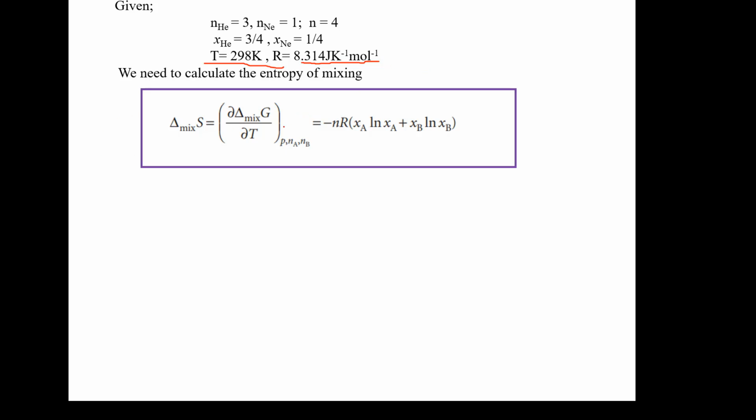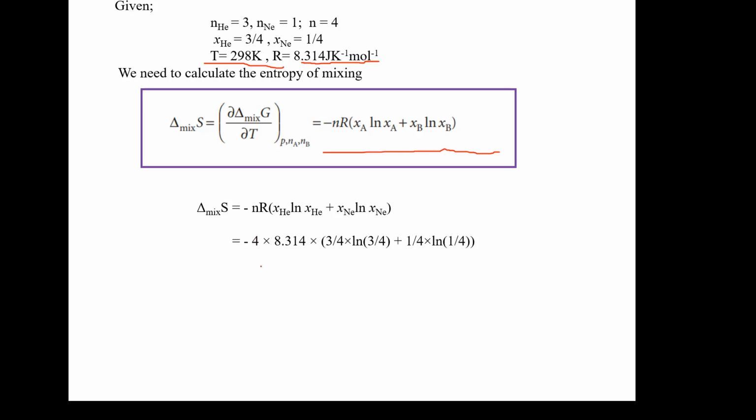So, we just have to substitute these values into the equation of delta S mixing, which is equal to minus nR into XA ln XA plus XB ln XB. Now we are substituting these values here, where n is equal to 4, R value is equal to 8.314, mole fraction of helium is 3 by 4 into ln 3 by 4 plus 1 by 4 into ln 1 by 4.